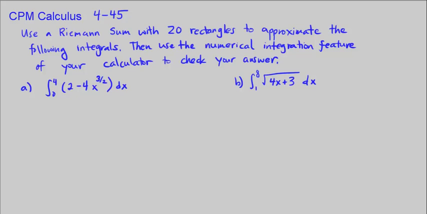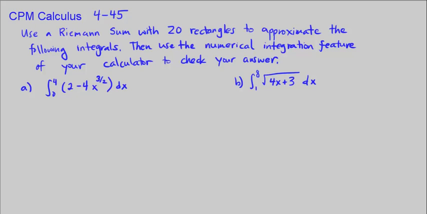This is CPM Calculus Chapter 4, number 45. Here we're asked to use Riemann sums with 20 rectangles to approximate the following integrals, and after we do that, use the numerical integration feature in our graphing calculator to check our answers.